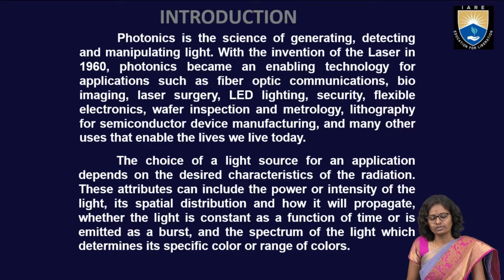The choice of light source for an application depends on the desired characteristics of the radiation. These attributes can include the power or intensity of the light, its spatial distribution, and how it will propagate, whether the light is constant as a function of time or is emitted as a burst, and the spectrum of the light, which determines its specific color or range of colors.